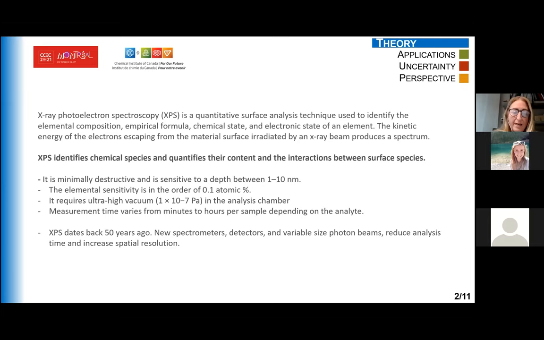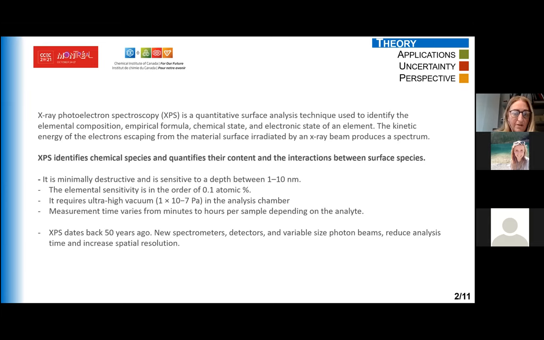What are the important points of XPS? XPS, as I mentioned, identifies chemical species and quantifies their content. And sometimes, and I will show you some examples, it is also possible to make some assumptions about eventual interactions between surface species. It is minimally destructive in theory, but in general, you can reuse your sample after the analysis without any problem. It is sensitive to a depth between 1 to 2, maximum 10 nanometers, in general depending on the angle at which the beam enters the sample. Sometimes it's possible to have instrumentation with a depth only in the range of angstroms. The elemental sensitivity is not so high, however, it is in the order of 0.1 atomic percent.